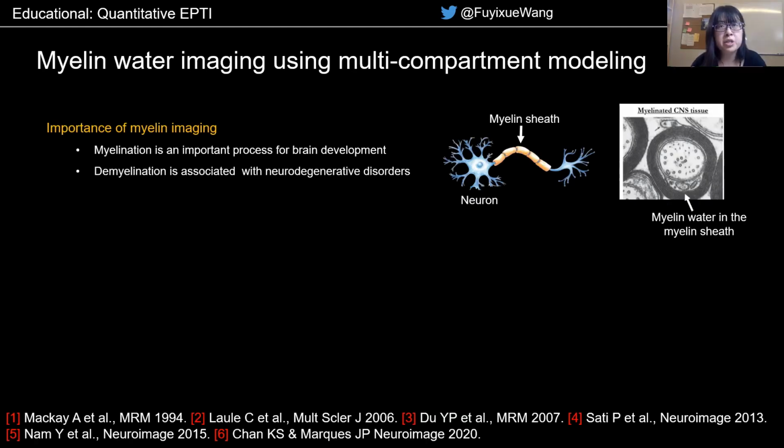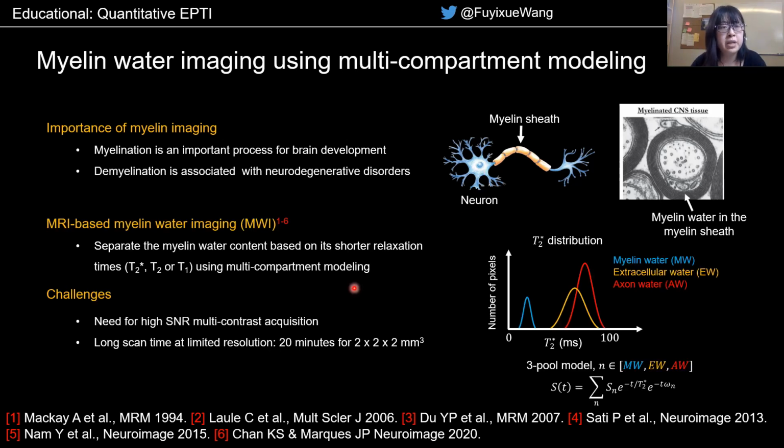While myelin imaging is important to study the brain in both health and disease, MR-based myelin water imaging can separate the myelin water content based on its shorter relaxation times using multi-compartment modeling. However, this needs high SNR multi-contrast acquisition that can lead to long scan time and very limited resolution.